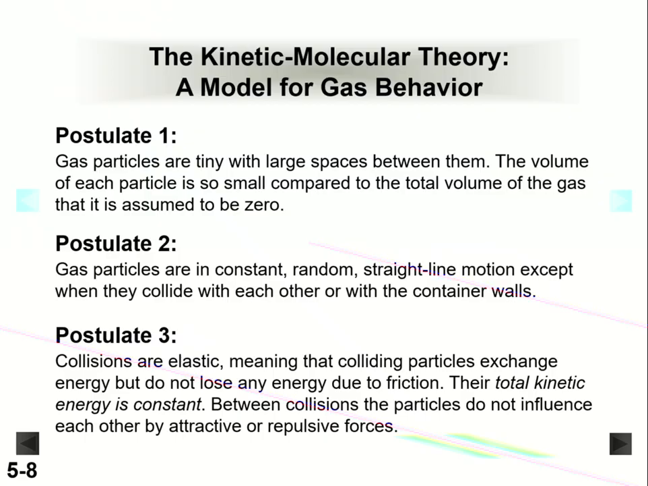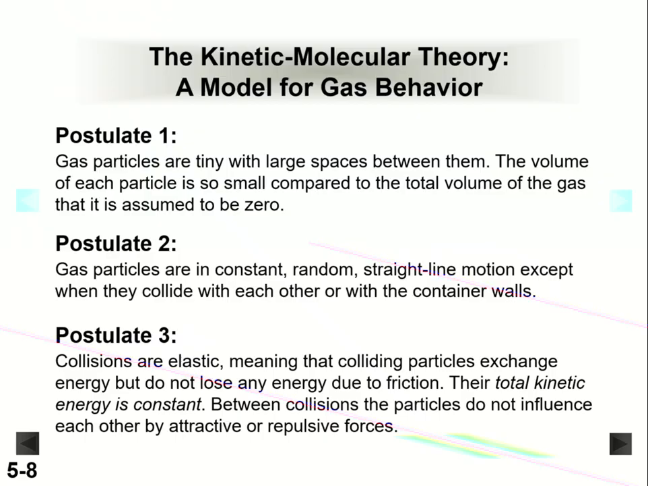The volume in a gas is so large compared to the individual particles that the individual particles are treated as having zero volume. So we can state that the volume of each particle is so small compared to the total volume, which is mostly empty space, that the volume of the gas particles themselves can be treated as approximately zero.